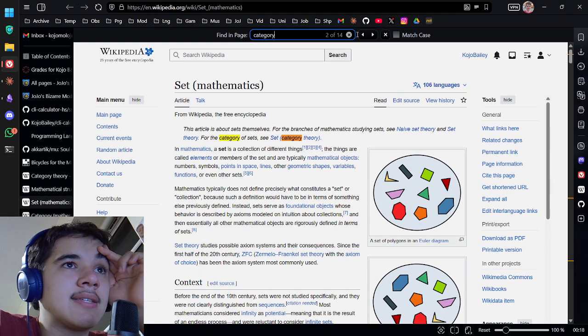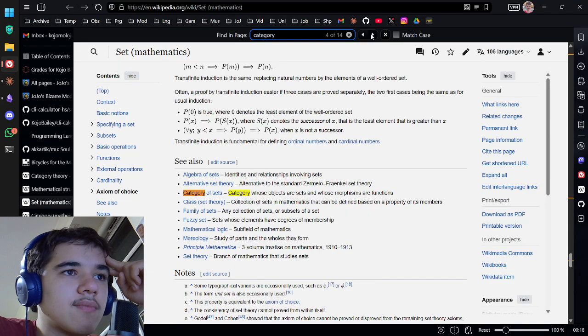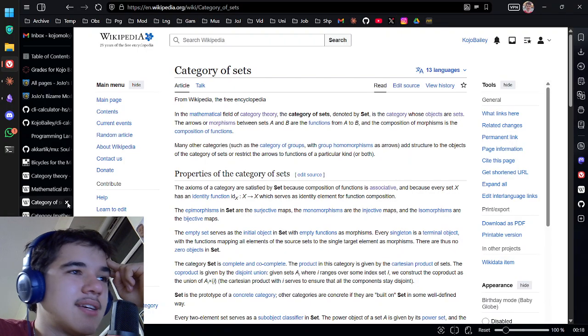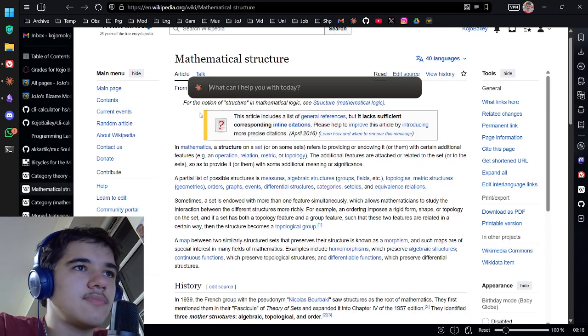For the category of sets, it has different... Category of sets, objects of sets, and morphisms of functions. Okay, so I don't know. You know what? Let's ask Claude.